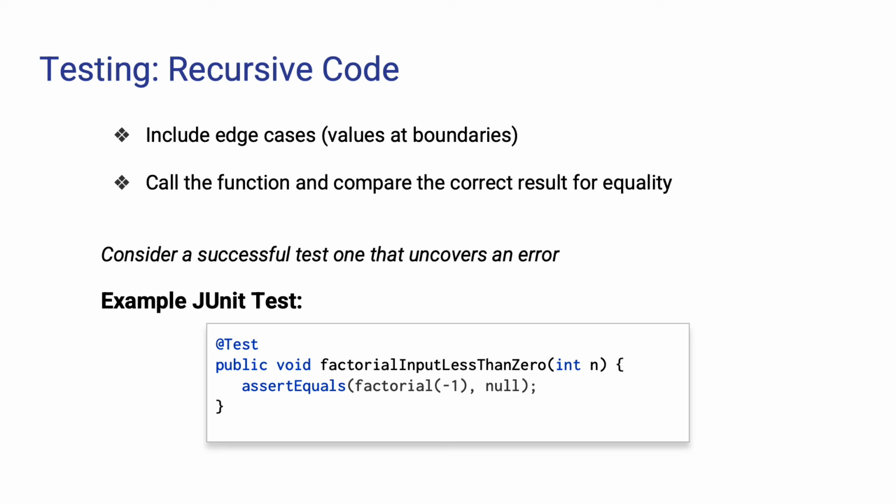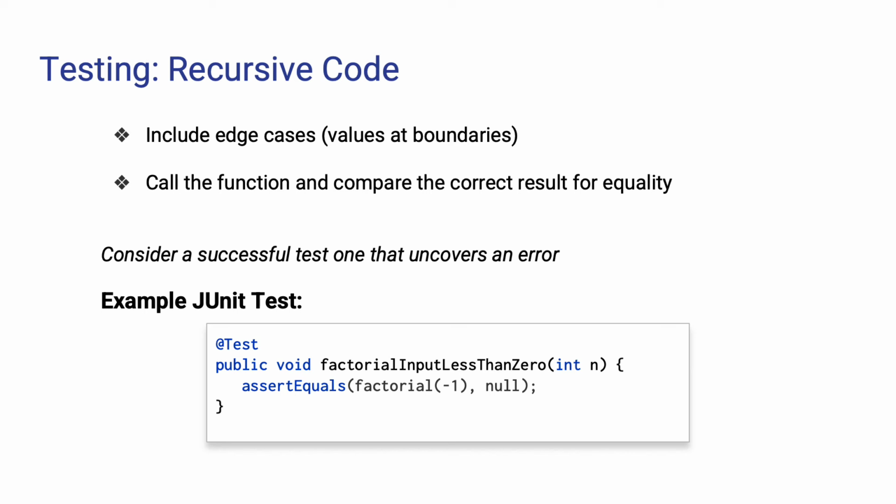Testing code is important for preventing bugs from going into production. When testing recursive code, it is essential to include test cases that include values of boundaries. This is where many errors may occur. For instance, we cannot have a negative factorial, and our function should account for that, and return null or produce an error when there's a negative value.